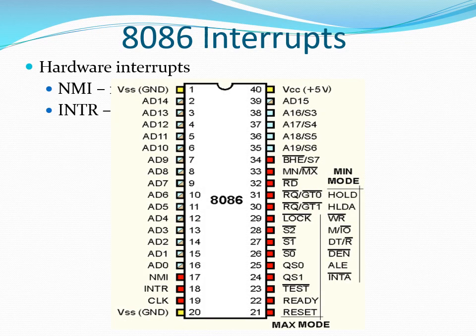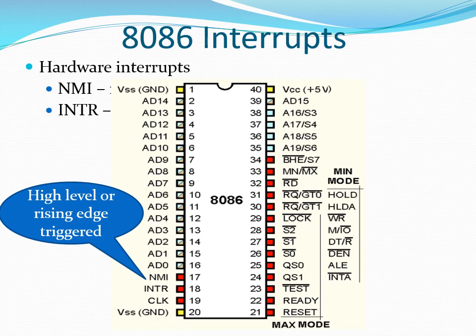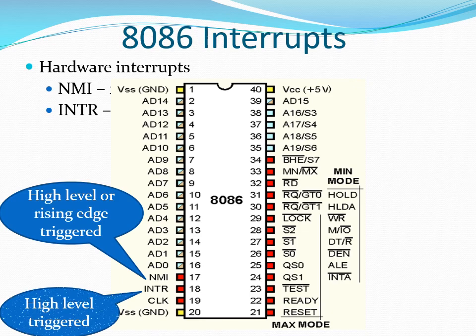Let's zoom in on the 8086 interrupts. There are two types of hardware interrupts. These are the non-maskable interrupt NMI and the maskable interrupt INTR. The non-maskable interrupt is indicated by a high level or a rising edge on the NMI pin. The maskable interrupt is indicated by a high level on the INTR pin.